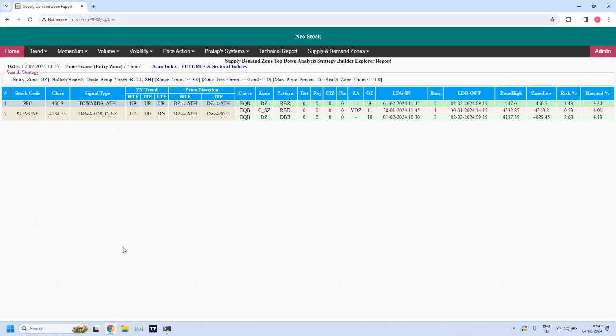Two stocks are there, PFC and Siemens. Because I am generating multiple reports, now it will be easy for you. First, you analyze these two stocks. Next, I will increase to 2%. Remaining stocks are there, you analyze. That way, whatever time you have, within that time, those many stocks you will analyze. Now I am increasing, I want more stocks.